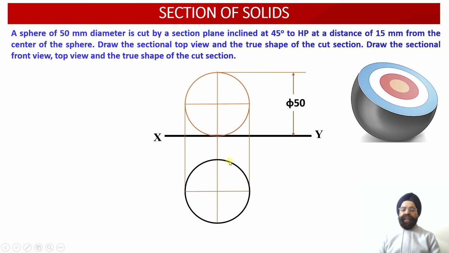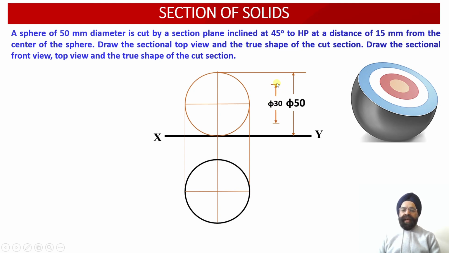Even when we look at the sphere from the top, we are going to obtain circular projections having diameter equal to 50 millimeter. So the front view projections will also be circular and the top view projections will also be circular. Now we have been provided with the information that this sphere has been cut by a section plane inclined at an angle of 45 degree with respect to horizontal plane and perpendicular to the vertical plane at a distance of 15 millimeter from the center of the sphere.